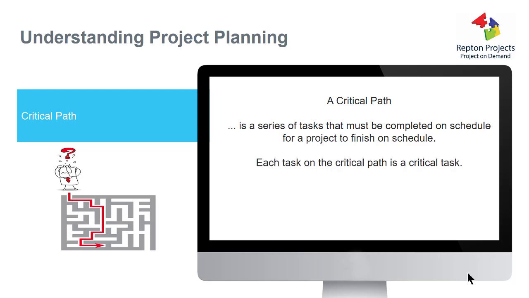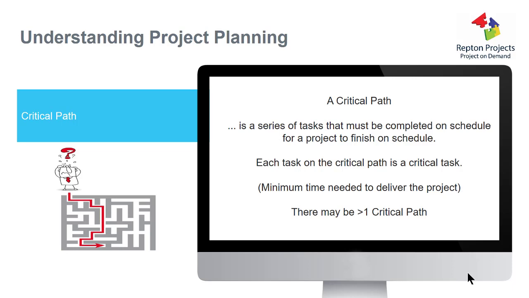So in order for that to happen, each task on the critical path is a critical task. Might not be making too much sense to you at the moment, but it will in a moment, I assure you. Yet again, I go back to this minimum time needed to deliver the project. So if we put that back on the Gantt chart, by the way, there might also be more than one actual critical path. Sorry if that doesn't make a lot of sense to you, but it will in a moment.